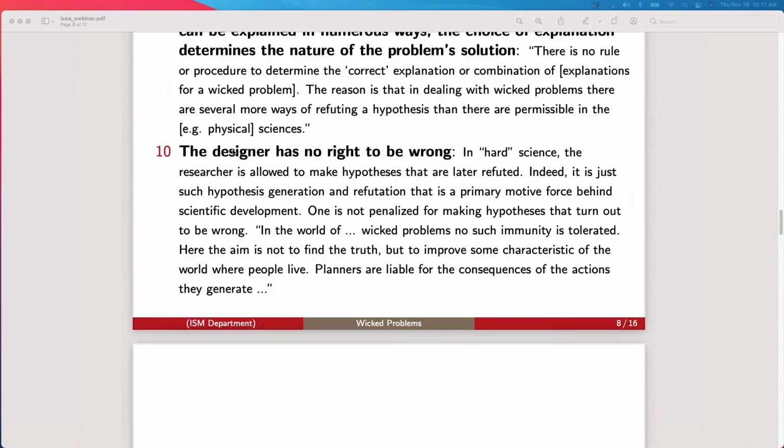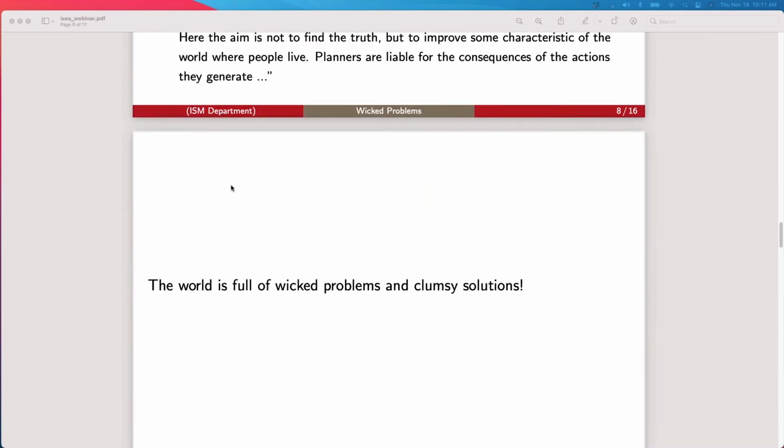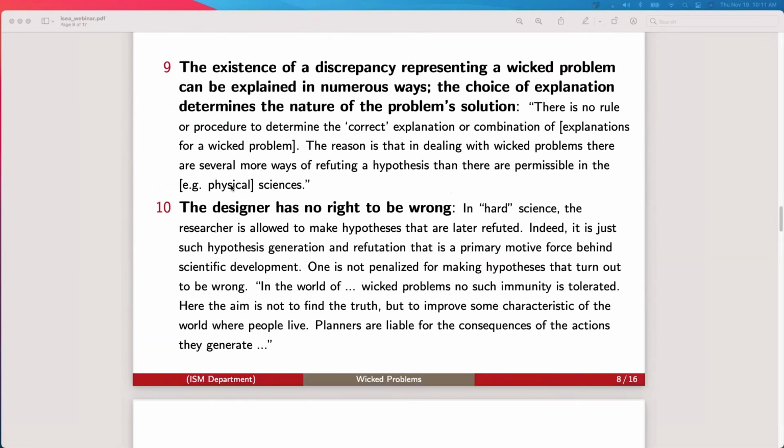The bottom line, as you read through these, you may see that the world is full of wicked problems and just clumsy solutions to those wicked problems. Okay.